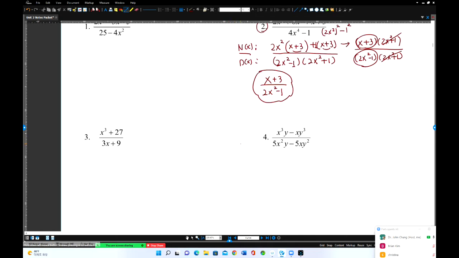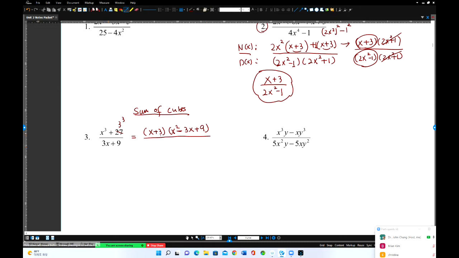Okay, I'm going to try number 3. This is a sum of cubes. When you have a sum of cubes, it can be factored, because this is actually 3 cubed. The first term follows the same sign, plus: x plus 3. The second one is the first number squared, then the opposite sign, negative, then multiply the two numbers: 3x, and 3 squared is 9. That's the factored form of the sum of cubes.